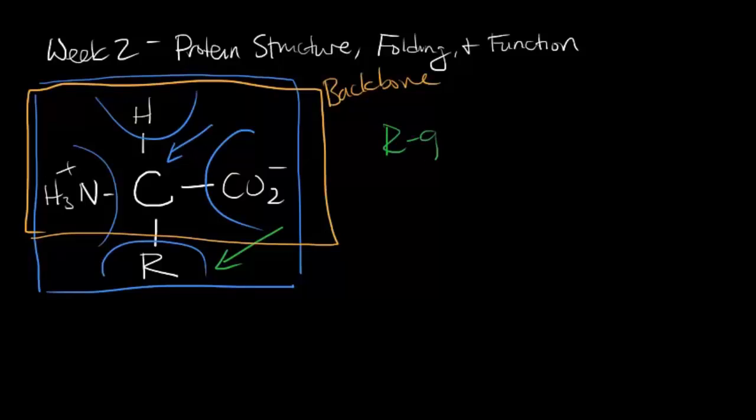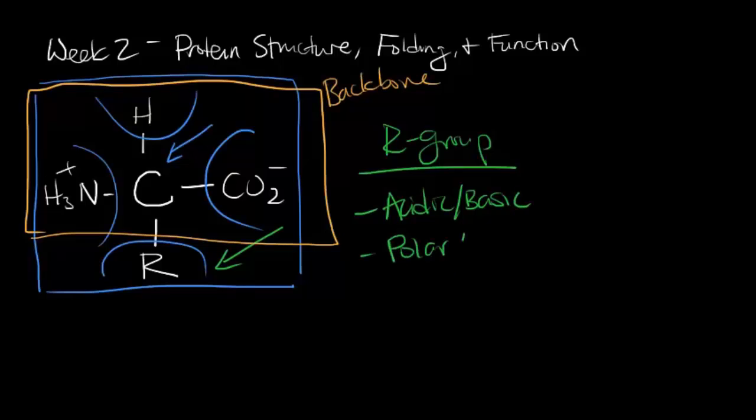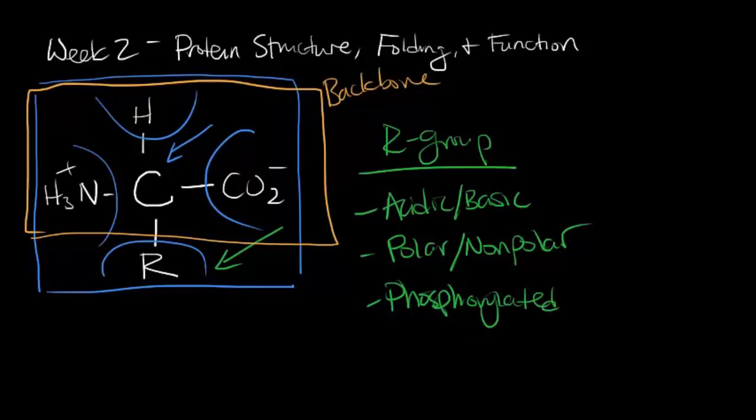So let's talk about the R group. When we're using R groups to describe amino acids, usually we talk about whether it's acidic or basic, whether it's polar or nonpolar. We'll also be talking about whether it can be phosphorylated, and then we have some miscellaneous ones that I'll be putting in the special group.